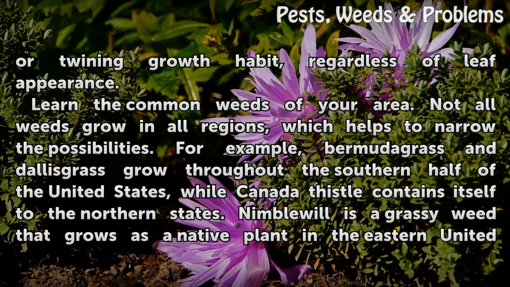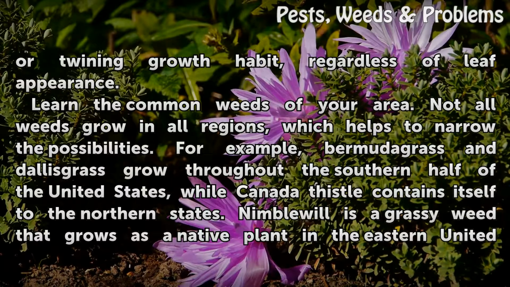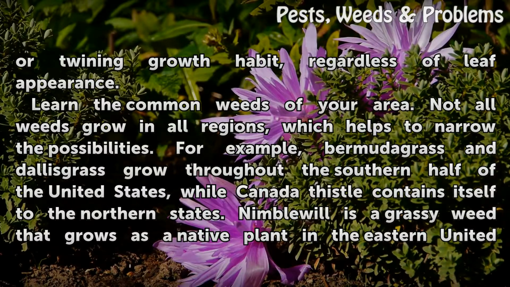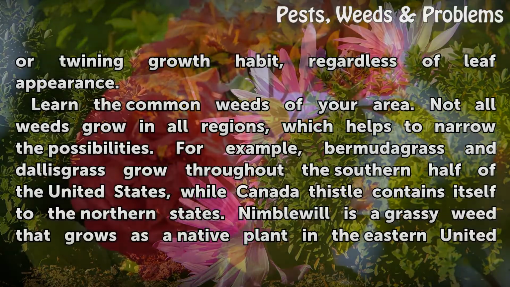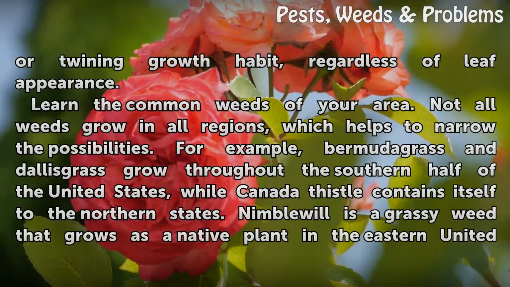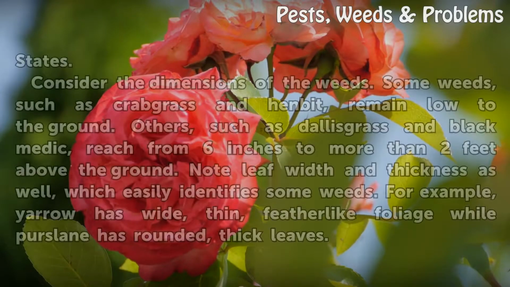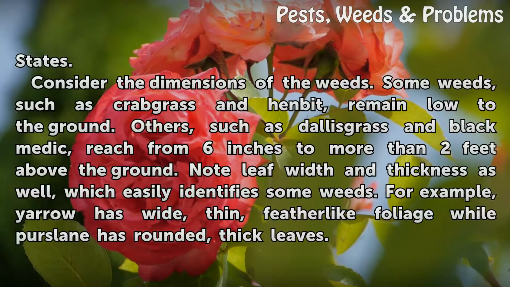Not all weeds grow in all regions, which helps to narrow the possibilities. For example, Bermuda grass and Dallas grass grow throughout the southern half of the United States, while Canada thistle confines itself to the northern states. Nimblewill is a grassy weed that grows as a native plant in the eastern United States.